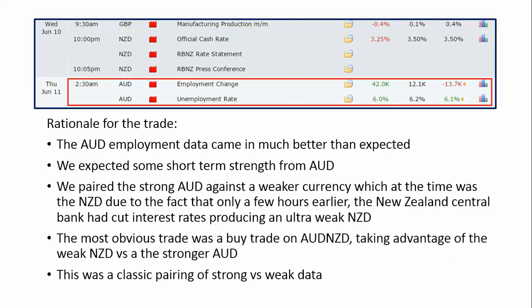Now, why did we trade the Aussie against the Kiwi specifically? Well, if the Aussie was going to benefit from some short-term strength, we needed to make sure that we put it against a currency which was weaker than the Aussie.